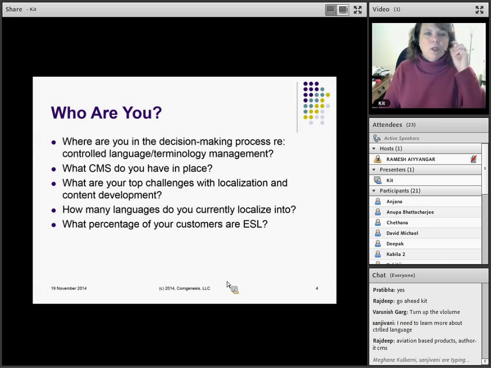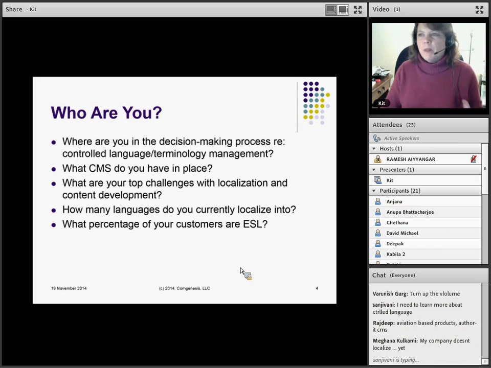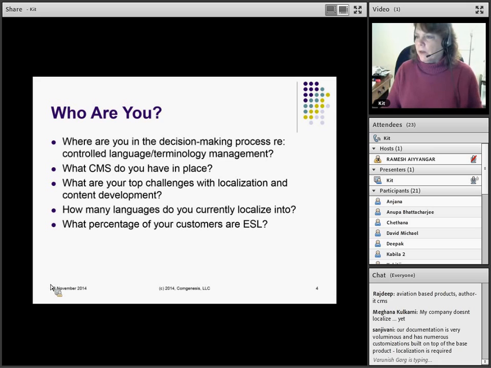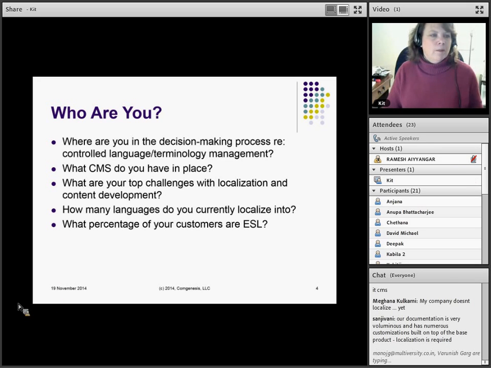And what percentage of your customers speak English as their second language? Because that makes a big difference in how you communicate with your audience. If your audience is reading your content in English, but that's not their native language, then you need to write differently than if your entire audience is comprised of native English speakers. So think about those things, and then I'll have Manisha read back some of the responses in a minute.